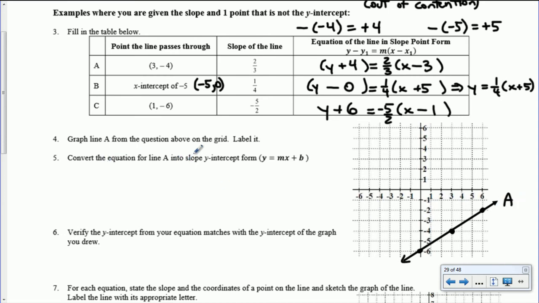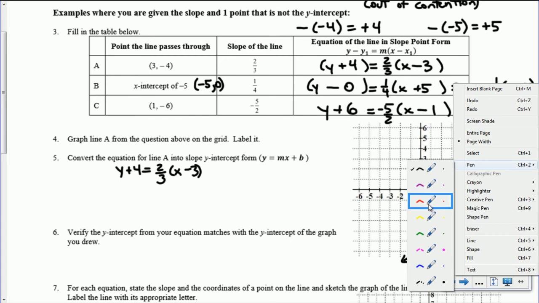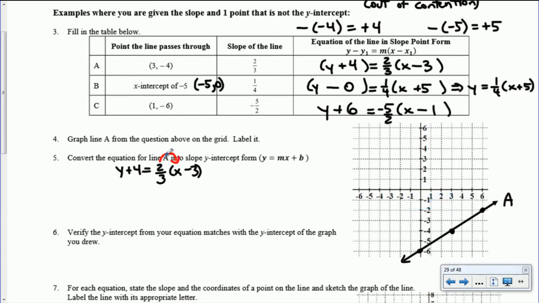Convert the equation for line A into slope-intercept form. So here's what we're starting with: y plus 4 equals 2/3 times x minus 3. Now this 2/3 on the right has to hit both the x and the -3, so that's a distribution. So y plus 4 on the left stays the same. We'd have 2/3 x, or 2x over 3. And 2/3 times -3 over 1 will be -2.